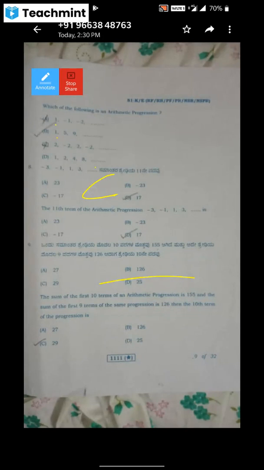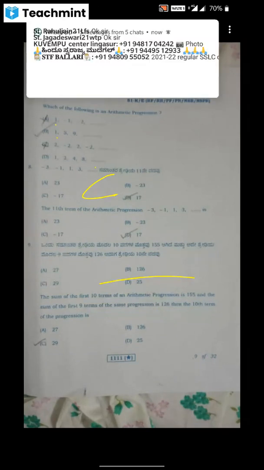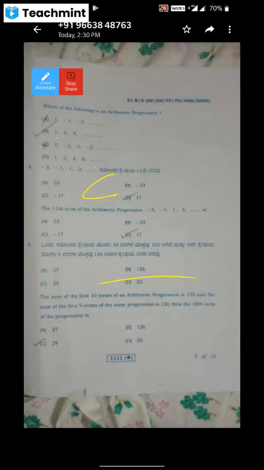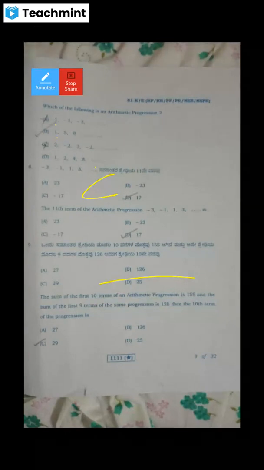Eighth one: minus 3, minus 1, 1, 3, and so on forms an arithmetic progression. Then the 11th term of the AP? So the 11th term means a plus 10d. What is a here? Minus 3 plus 10 into d, which is 2, not minus 2, it is 2. Minus 3 plus 10 into 2 is 20. Minus 3 plus 20 becomes plus 17. So answer D is the right one for the eighth question.